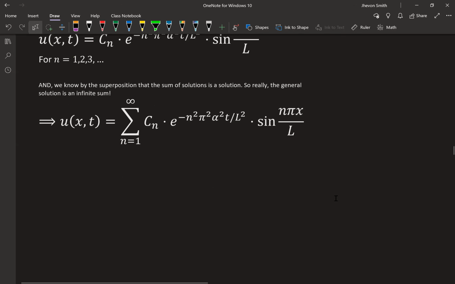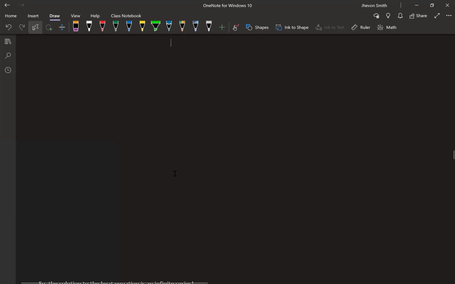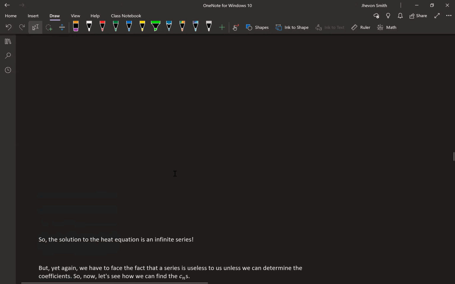However, we also know a lesson that we've learned: a series is only as good as its coefficients. Meaning, if you can't tell me how to find the coefficients, you telling me a series solution is meaningless. What do I care? It's gibberish to me unless you tell me how to find the constants. So now we're in a situation where we need to somehow determine what the Cn are.